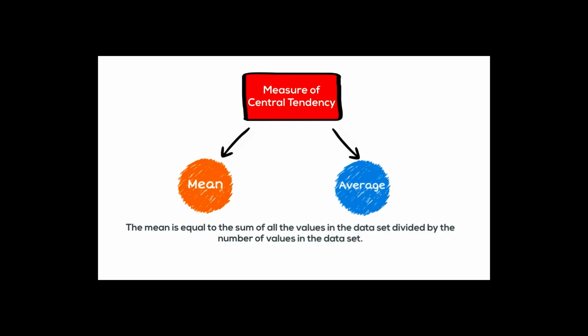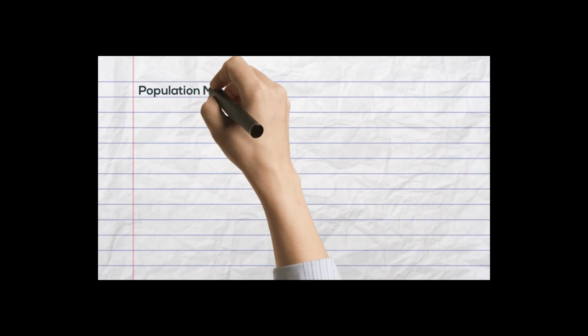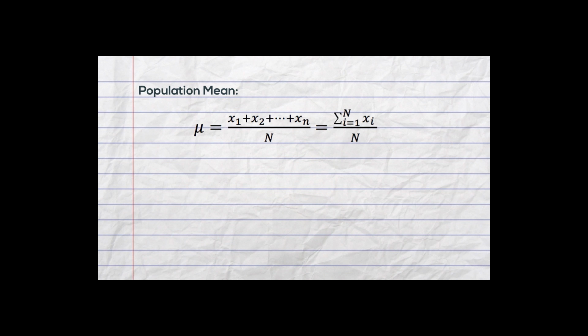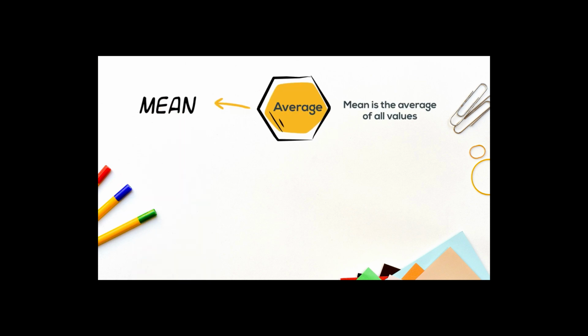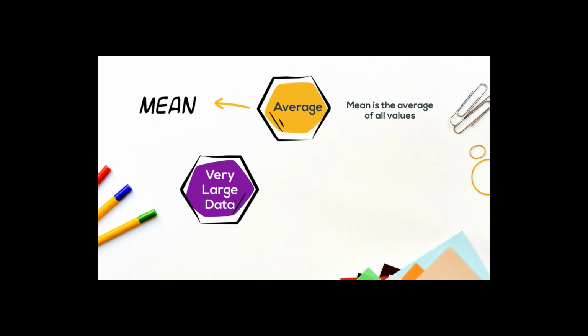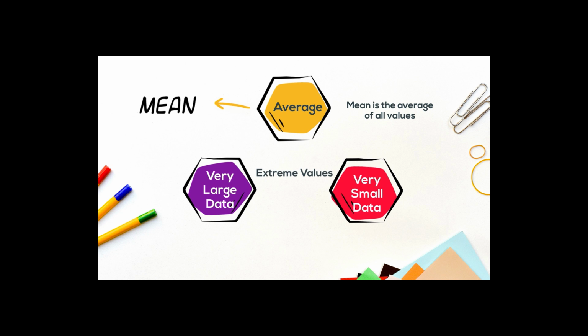Mean is the average of all numbers, which means that we sum all of the values in the data and divide by the number of values in this set of data. There are two types of mean: one is population mean, and one is sample mean. They are just adding all numbers and dividing by n.